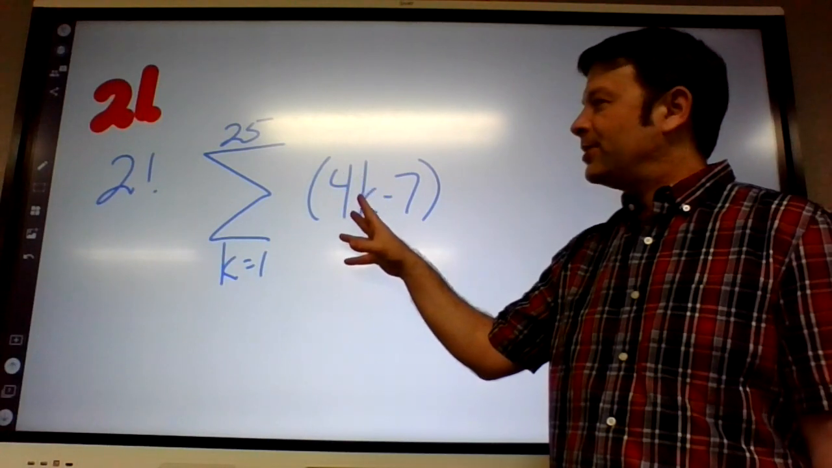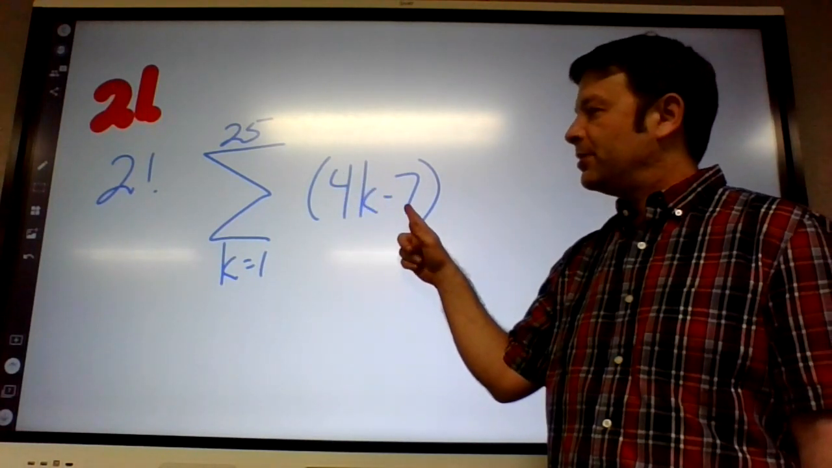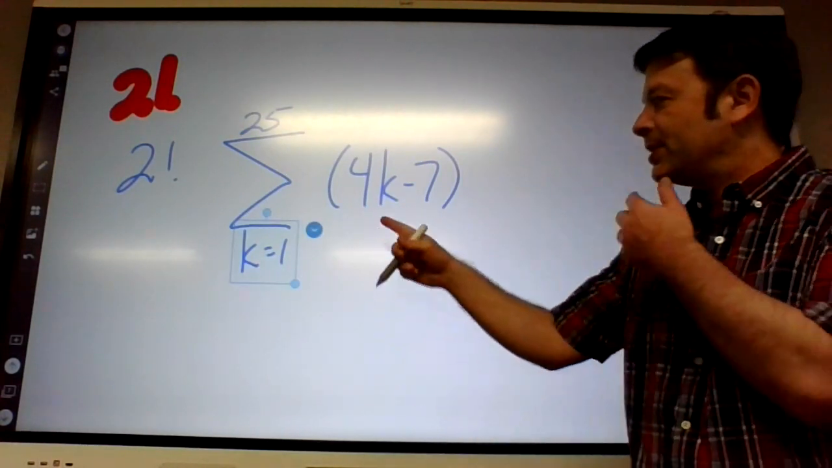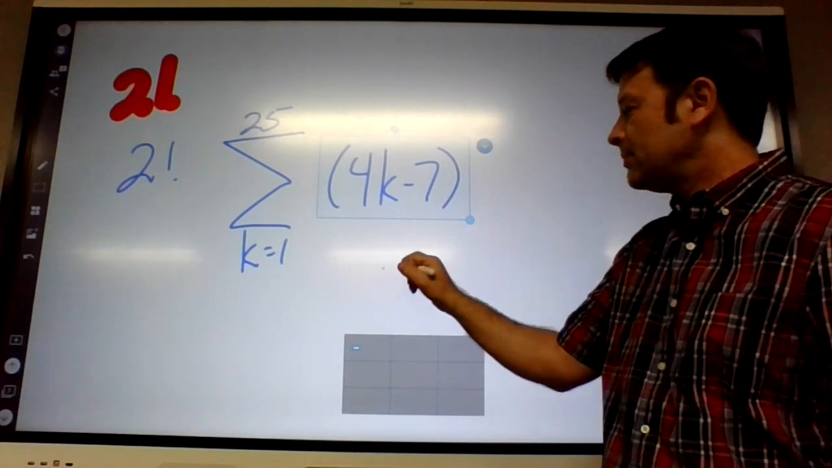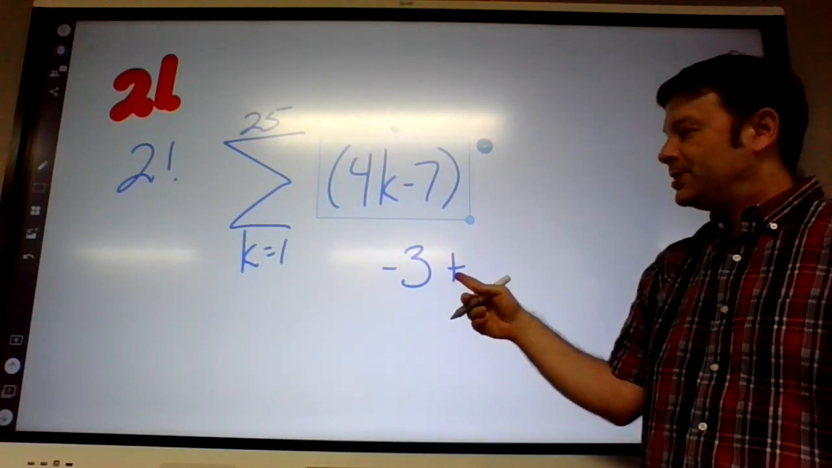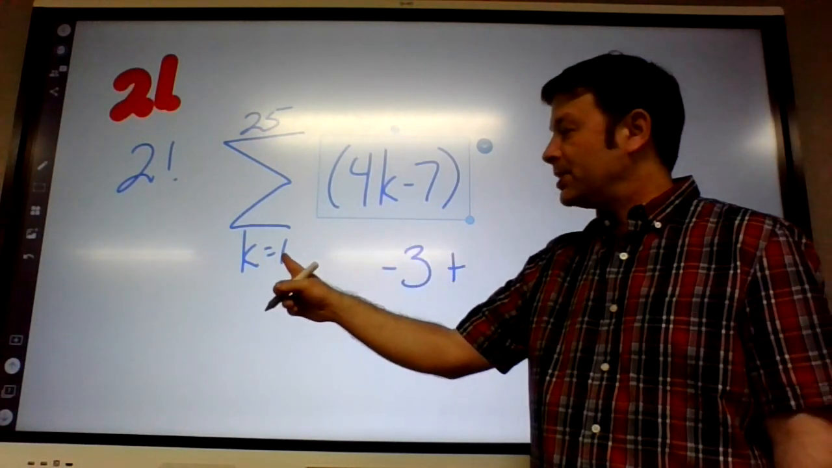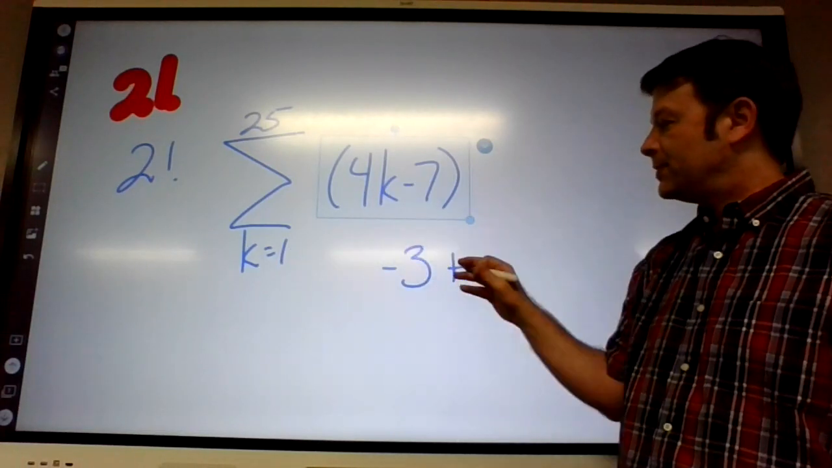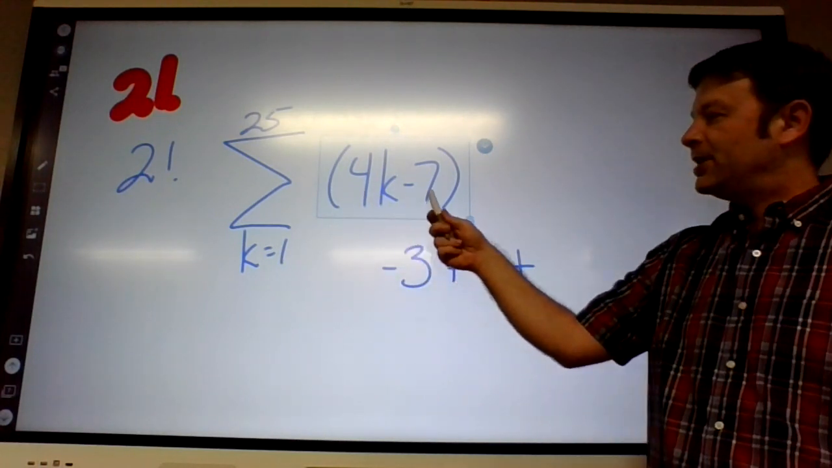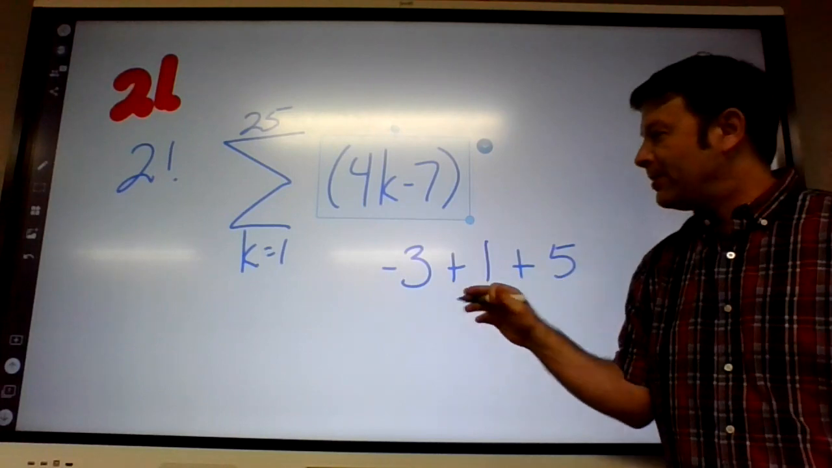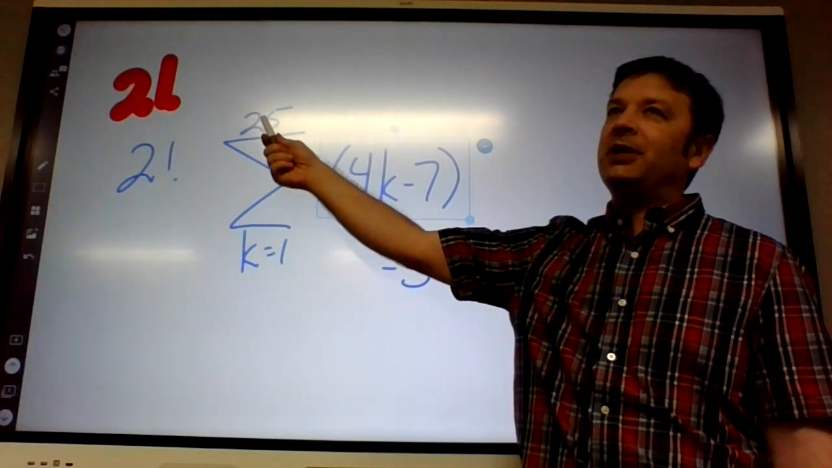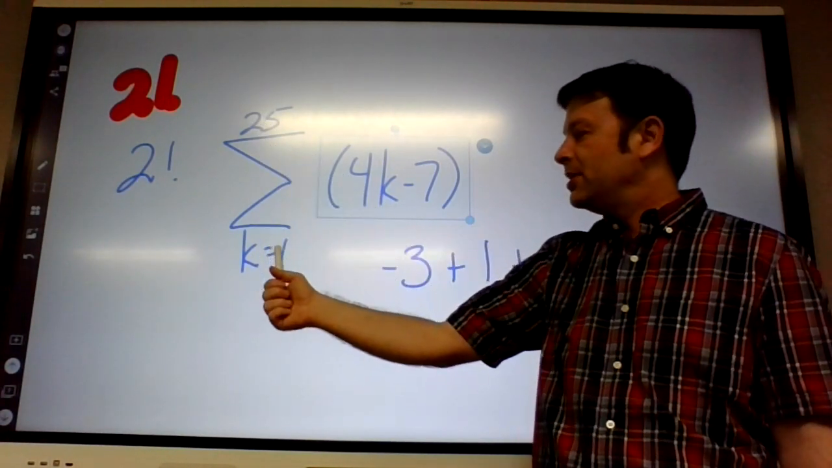But to kind of figure out what's going on in this series, how do I figure out what numbers are inside of this? Plug it in. So plug in 1 to start with, so 4 times 1 minus 7. Okay, sigma means these are sums, or they're called series also. So -3 plus, if I plug in 2, 4 times 2 minus 7, positive 1. And then if I plug in 3, 4 times 3 minus 7 is 5. Okay, this is probably enough. It keeps going, but all the way to 25. But that would take a long time. We're just going to use the formula instead.